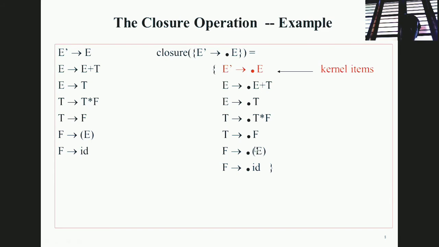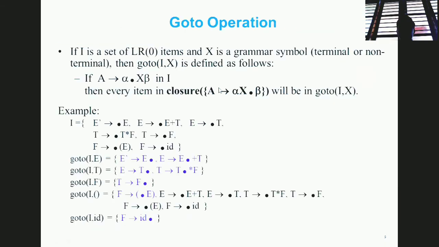You can just observe that since open parenthesis is a terminal symbol, you need not add any production into this particular set. But I'm going to add one more production of F. F tends to dot ID. Since ID is a terminal symbol, you need not add any more production into this. So this is what is called the closure of E dash tends to dot E. Similarly, we do it for every production in the given grammar.